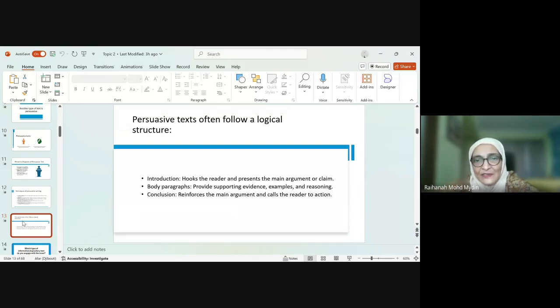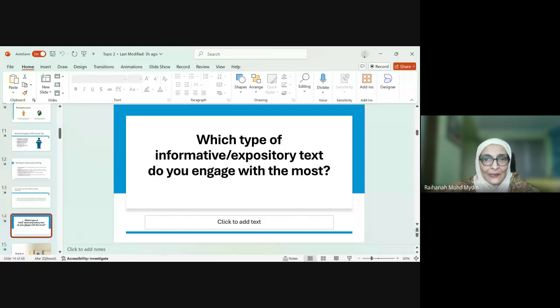So with persuasive text, there's always some kind of a logic to the structure. You've got an introduction in which the audience or the reader is hooked to a particular argument. Then you have the body in which supporting evidence is presented. And then you've got the conclusion. Again, I refer to Animal Farm by George Orwell that presents this kind of rhetoric very clearly.